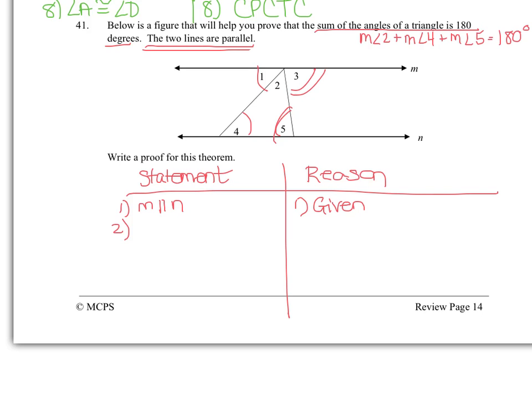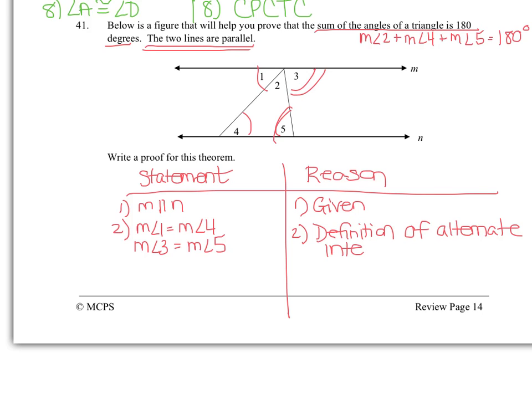So I can write that the measure of angle 1 is equal to the measure of angle 4, and the measure of angle 3 is equal to the measure of angle 5. I could also say that angle 1 is congruent to angle 4, angle 3 is congruent to angle 5, but then I would also need to use the definition of congruence because I'd need to talk about the measures of the angles being equal for what we're trying to prove. So I can just go straight to this and say the definition of alternate interior angles.